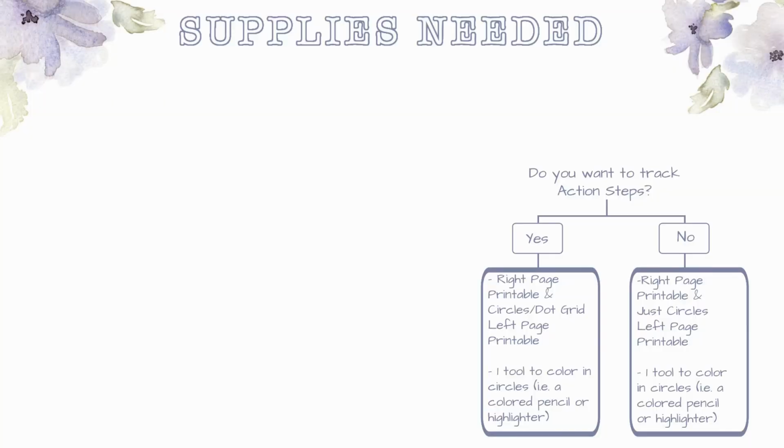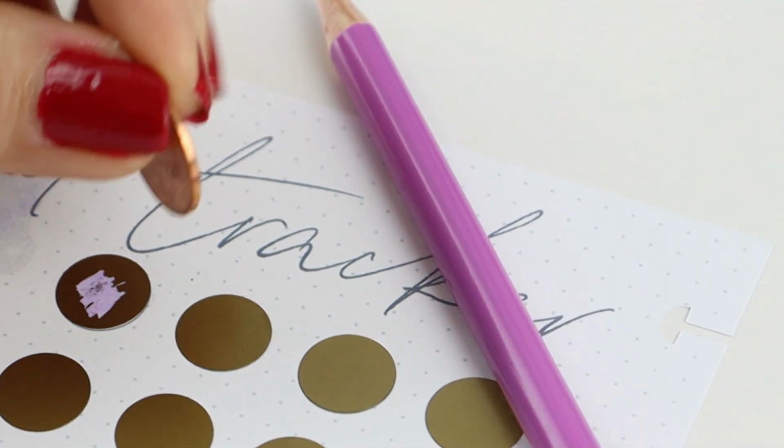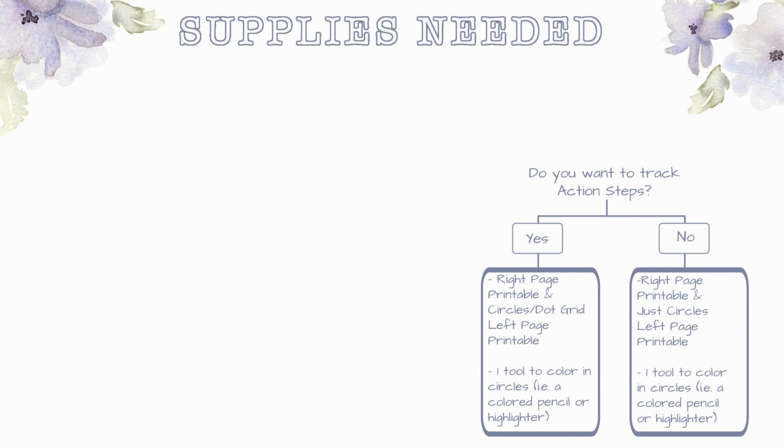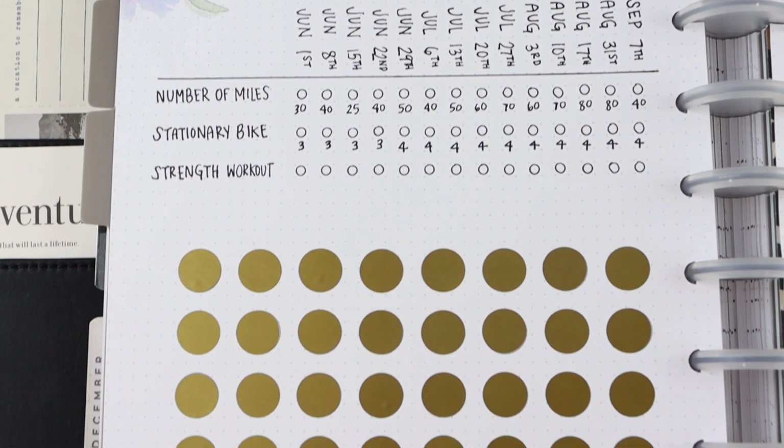If you don't want rewards or action steps, then you'll want the right page printable, which you need for every option here, and the left page printable that has just the circles. You'll also need something you can color in the circles with, like a colored pencil or highlighter. If you don't want rewards, but you do want the action steps, then you'll want to print the circles plus dot grid printable. If you do want prizes and rewards, you'll also need to use scratch off stickers, a coin, and color-coded rewards.